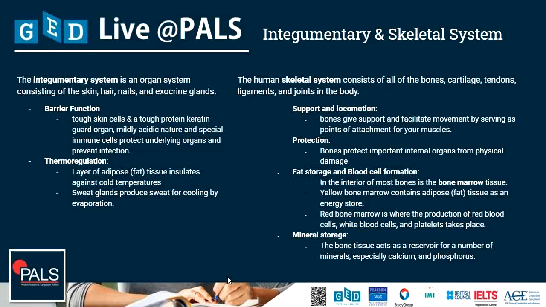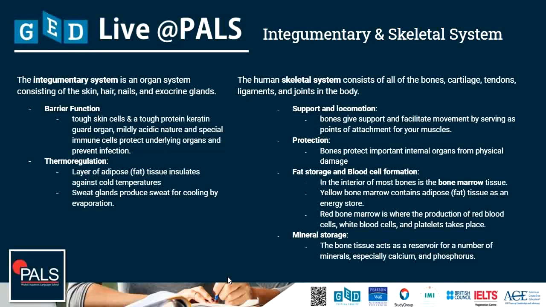Bones are important for fat storage and blood cell formation. In the interior of most bones, we have the bone marrow tissue, which is a live tissue. There are different types of bone marrow. Yellow bone marrow contains mainly fat tissue, adipose tissue, which is an energy storage, and the red bone marrow is where the production of red blood cells, white blood cells, and the platelets takes place. So very, very important function here, producing millions or billions of red blood cells every day, our bones, to replace the ones that have died.